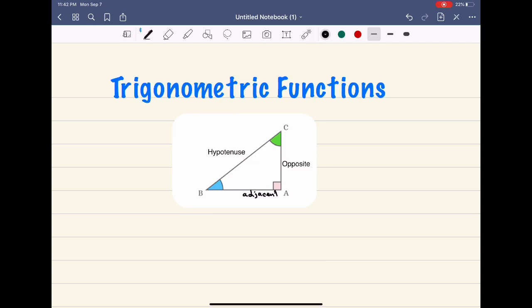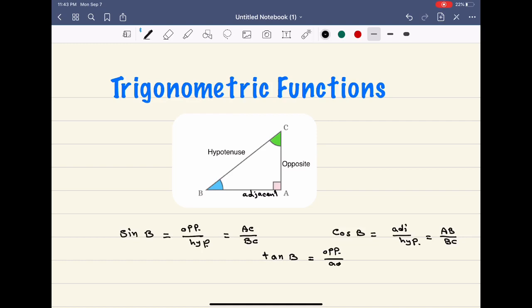Last year we studied the ratios of acute angles, like sine of angle B equals opposite over hypotenuse, equals AC over BC, and cosine of angle B equals adjacent over hypotenuse, equals AB over BC, and tan of angle B equals opposite over adjacent, equals AC over BC.